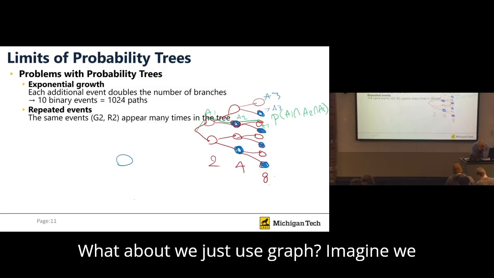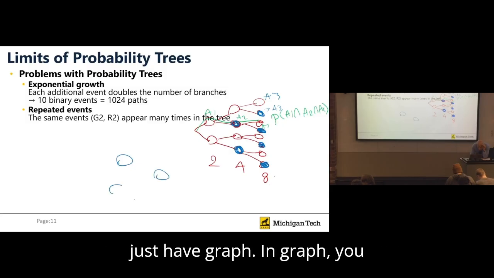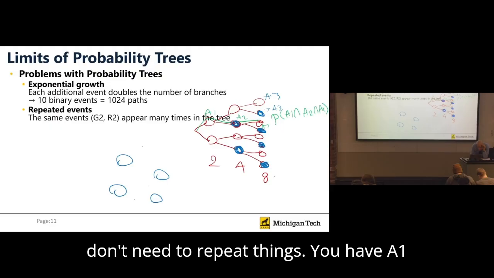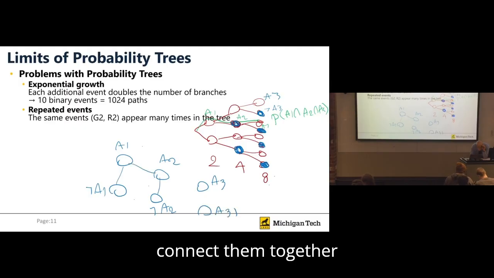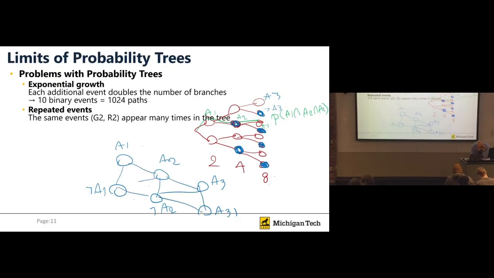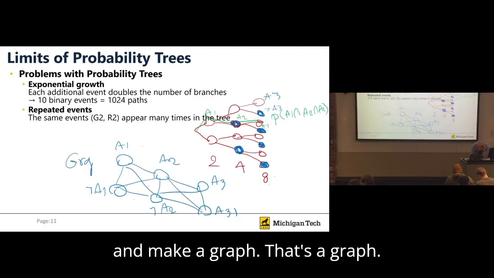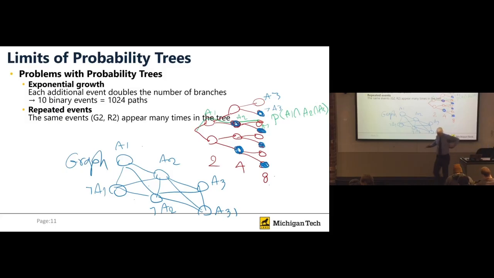What about we just use a graph? Imagine we just have a graph. In a graph, you don't need to repeat things. You have A1 and A1 naught, for example, A2, A2 naught, A3, A3 naught, and connect them together and make a graph. That's a graph. Later on, we're going to see how graph can help us. This is a graph, that's a tree.